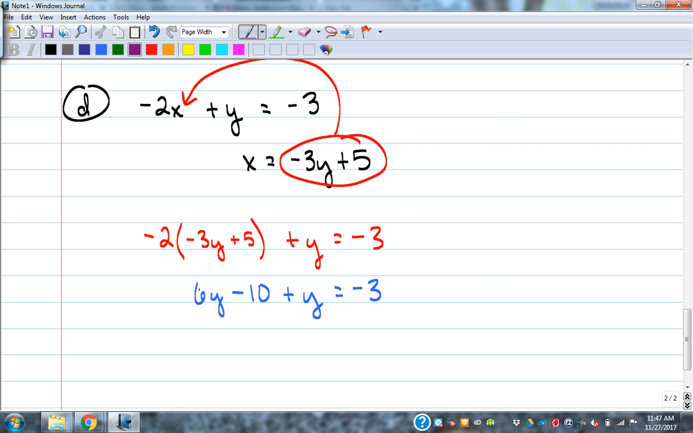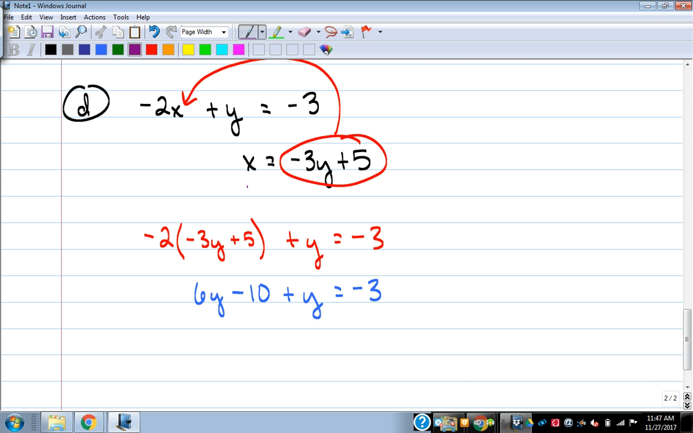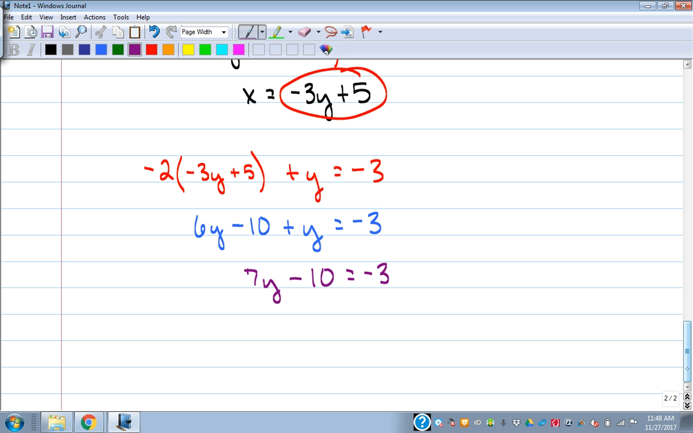Okay, 6y plus 1y, 7y plus 10, or excuse me, minus 10 equals negative 3. Now what? Add 10. 7y is equal to 7. Divide by 7. And y equals 1.